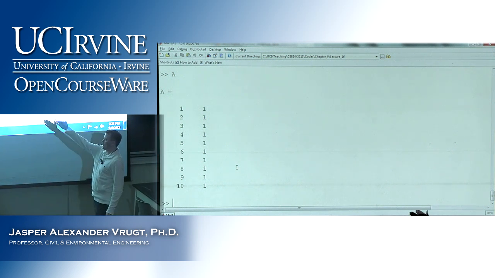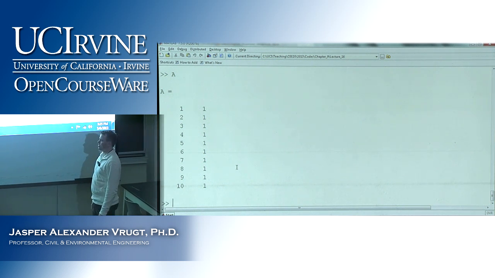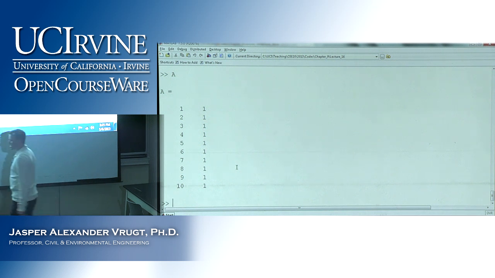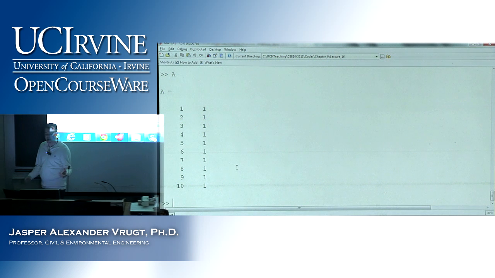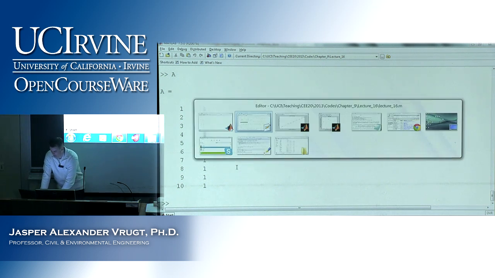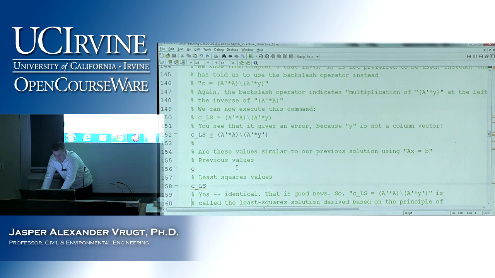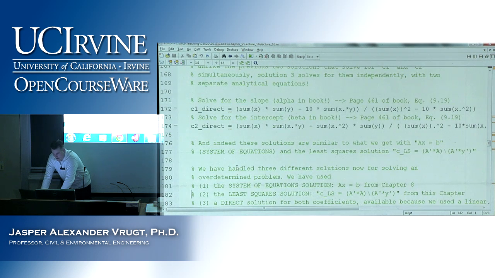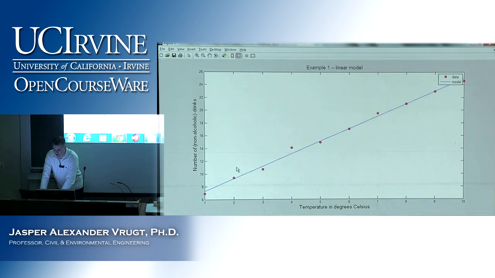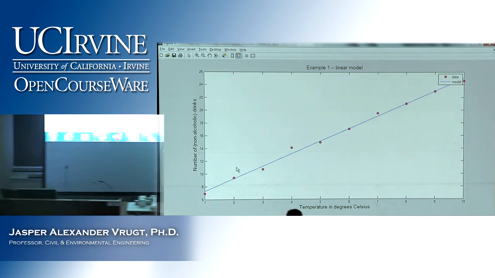Here, now we have 10 data pairs, x versus y, and we only have 2 coefficients. So we have more data than coefficients. But for the solution it doesn't matter. So you see that the Gaussian elimination and the least squares, they're identical. Now, in this case, what you see is we fitted a linear model through our data.